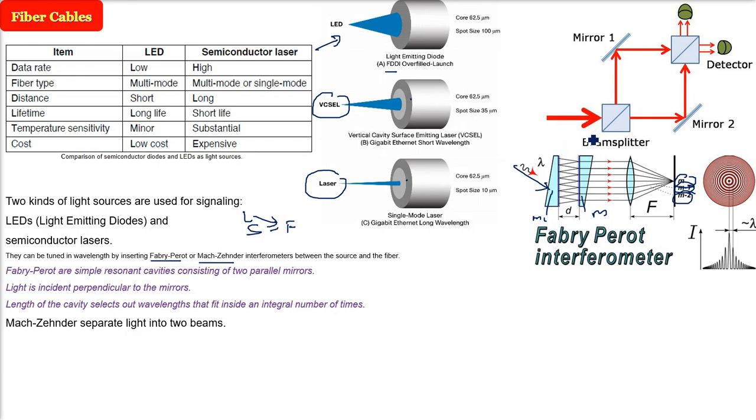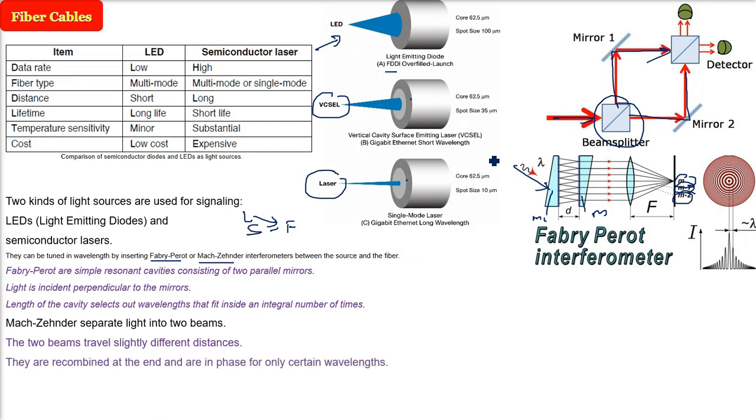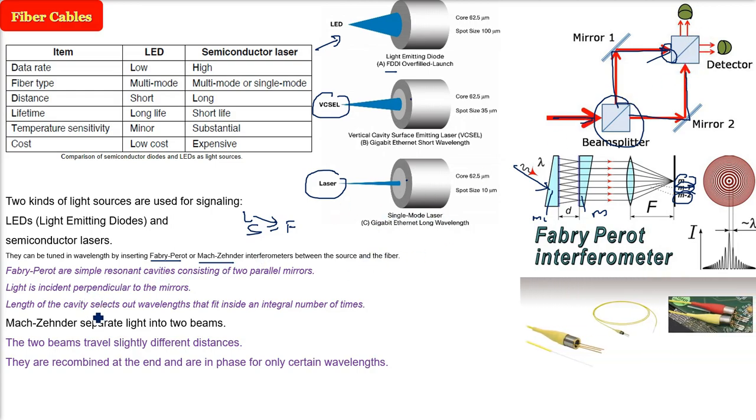Then the Mach-Zehnder, it separates light into 2 beams. You see here a beam splitter. The 2 beams travel slightly different distances, and they are recombined at the end and are in phase for only certain wavelengths which we want to be tuned in. So there are 2, Fabry-Perot and the Mach-Zehnder. These are interferometers.